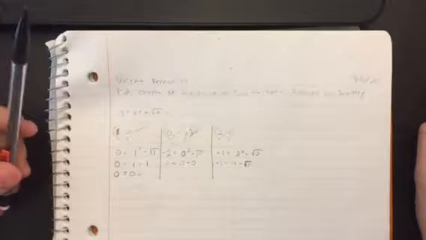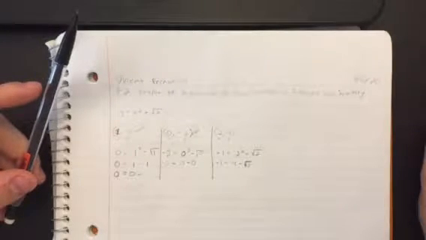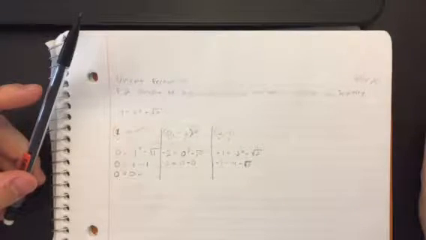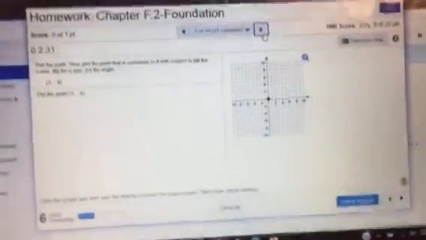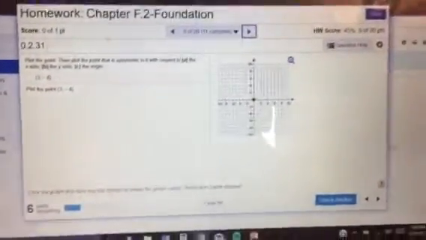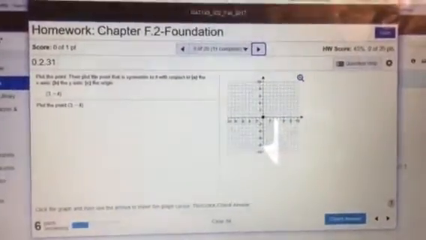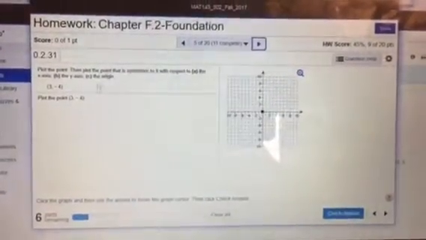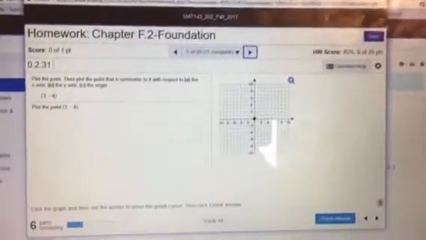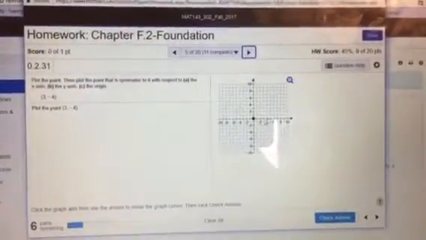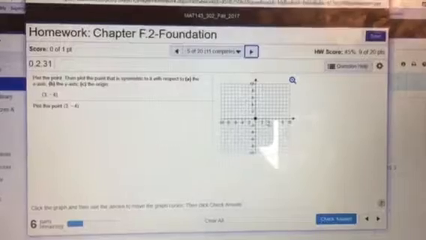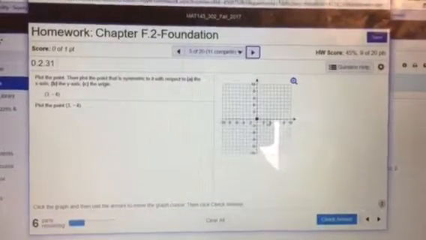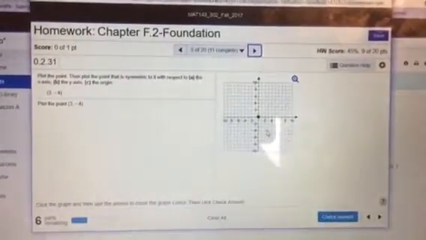Okay, let's pull from here. Alright, I'm going to bring you over here to my laptop just to show. It's asking here to plot the point, then plot the points that are symmetric to it with respect to the x-axis, y-axis, and origin. So this is just so that you know that I know how to plot things with regard to the origin and the x-axis and the y-axis. So let's first go to (3, -4).